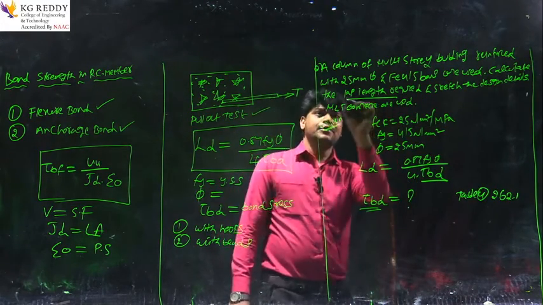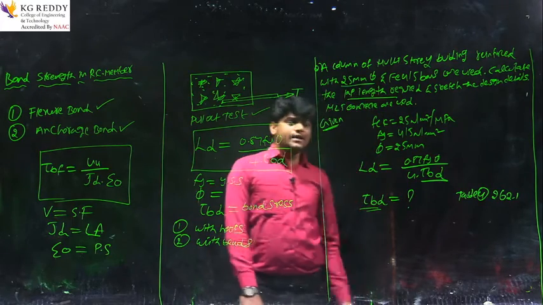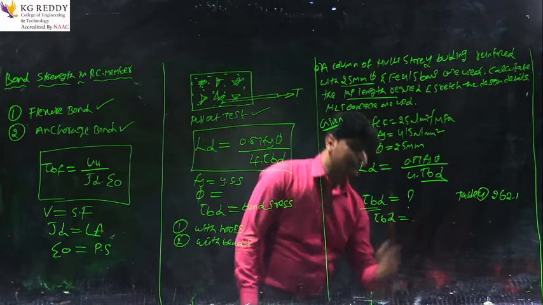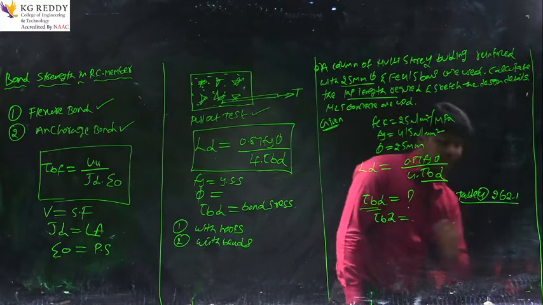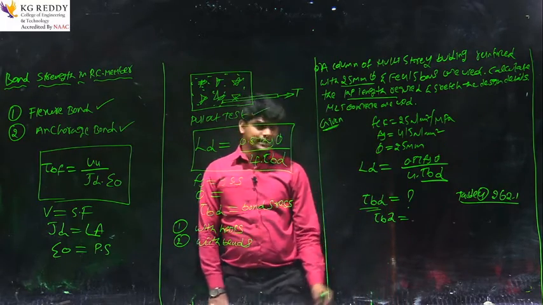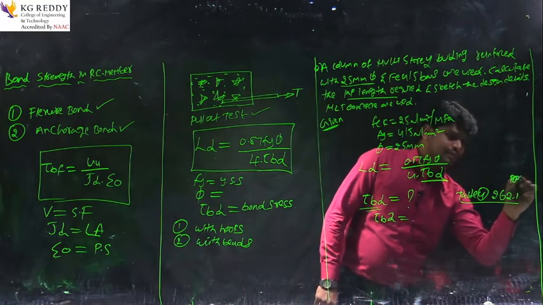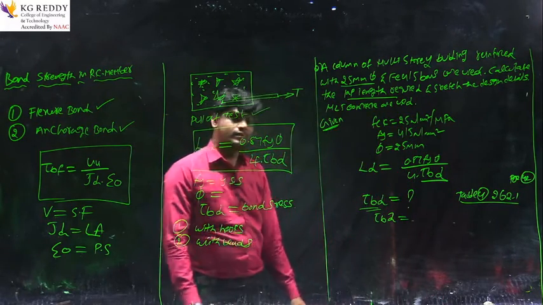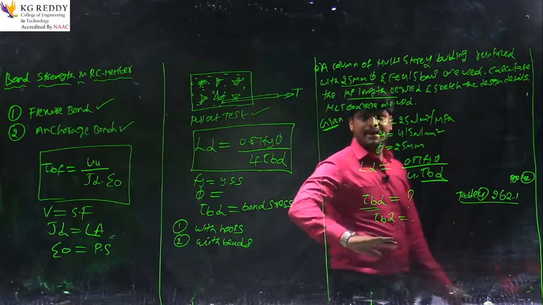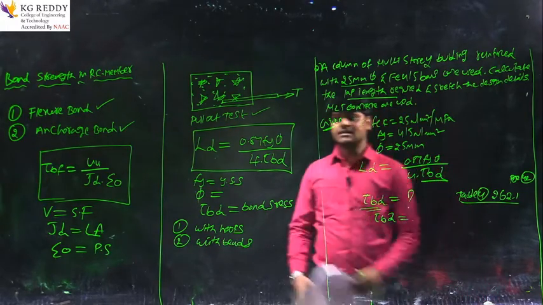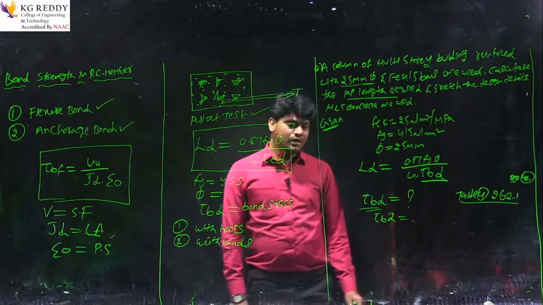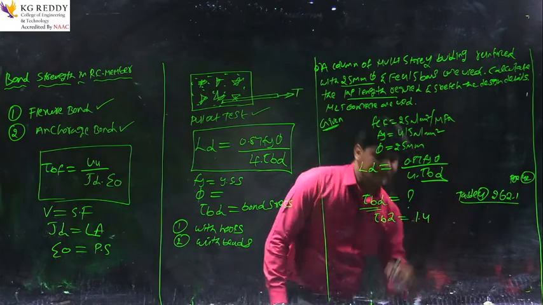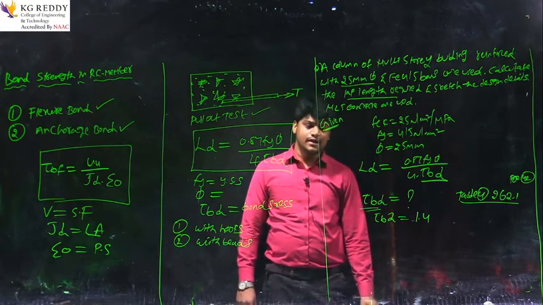Given M25 grade of concrete, what is the tau_bd value? You can check Table 4 in 26.2.1, page number 42. This bond stress depends upon the grade of the concrete. For M25 grade of concrete it is 1.4, the bond stress.